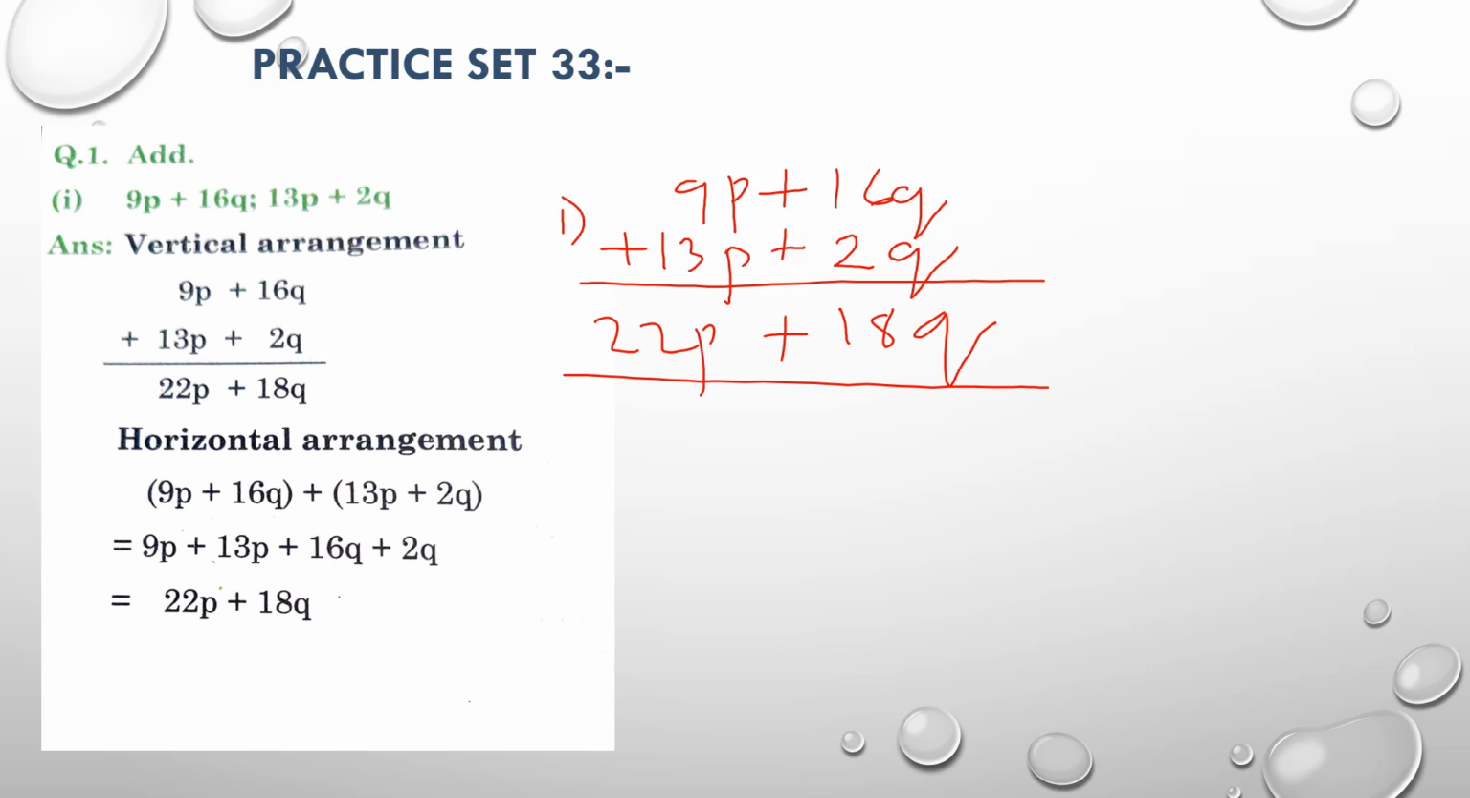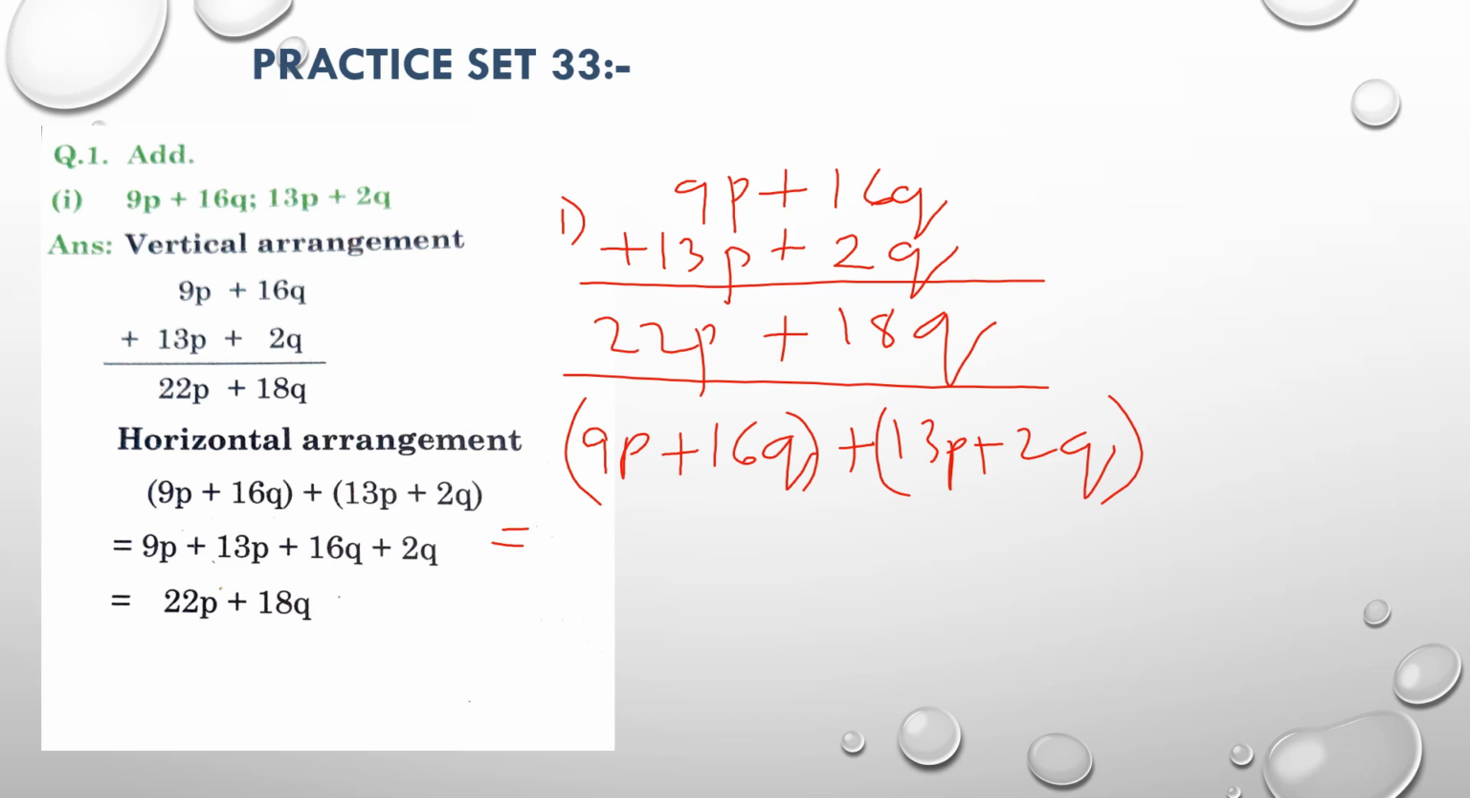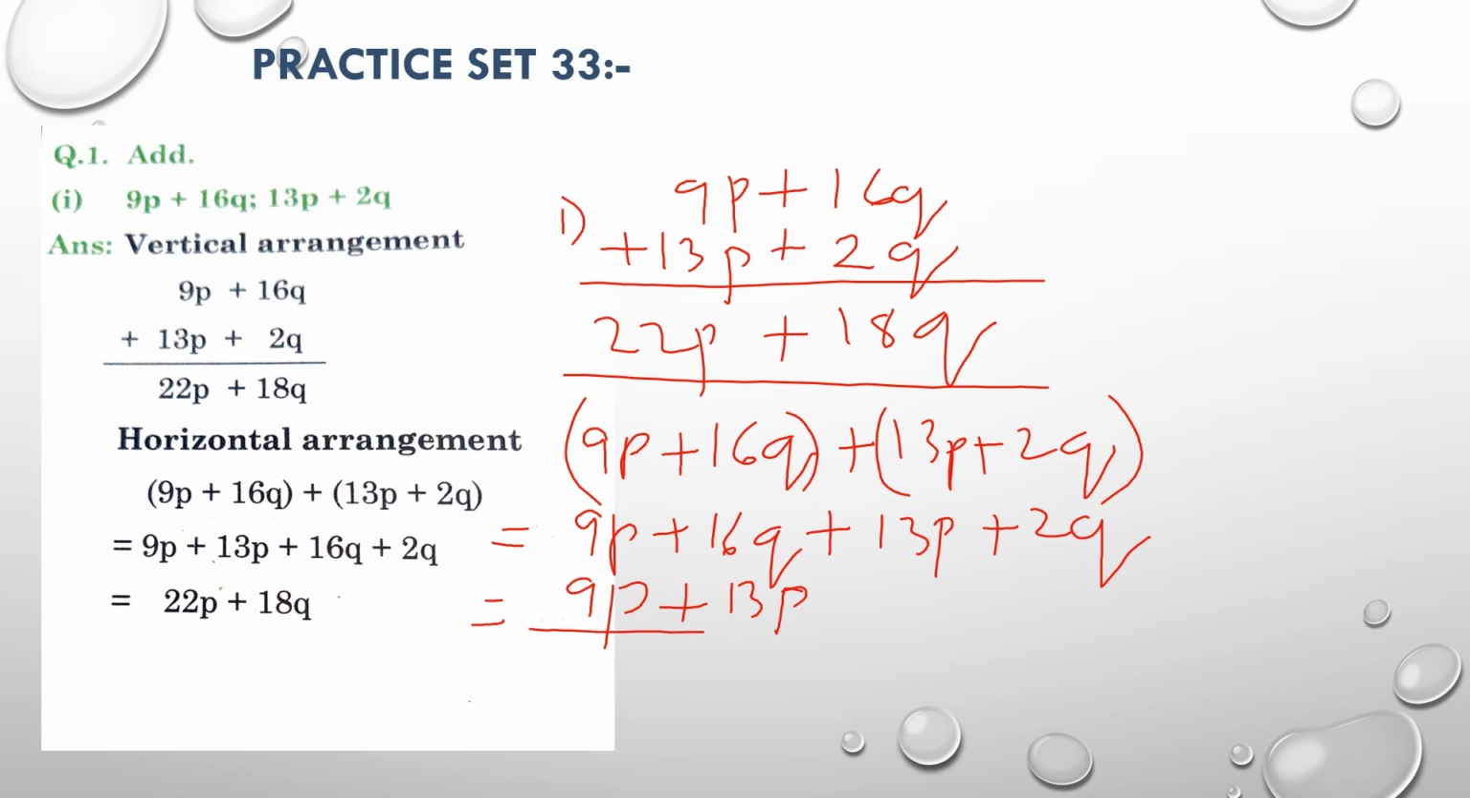9p plus 16q plus 13p plus 2q. First you have to open the bracket, 9p plus 16q plus 13p plus 2q. Then like terms you have to take together, 9p plus 13p you have to take together because they are like terms. Then 16q plus 2q you have to take together because they are like terms.